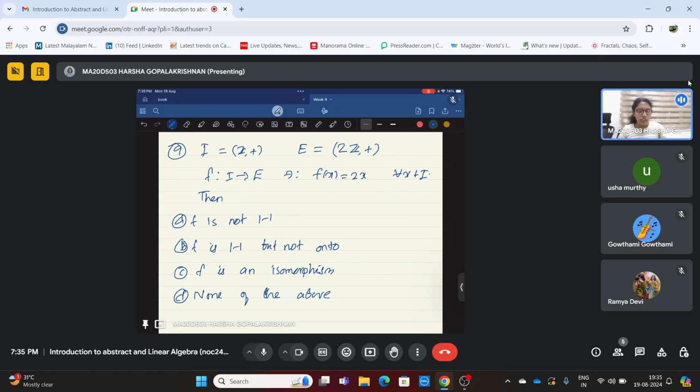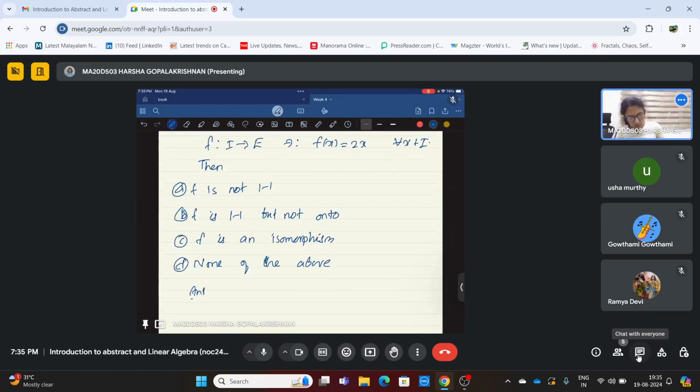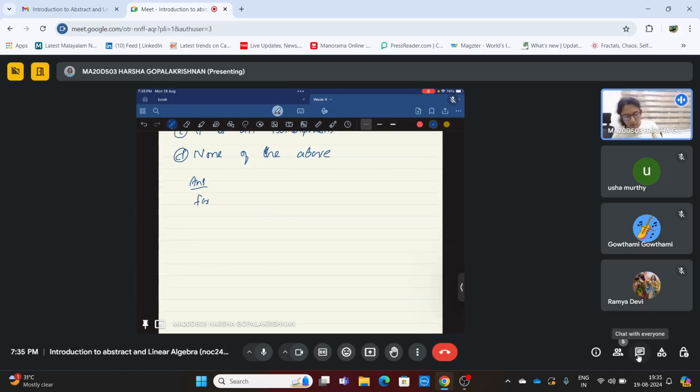Okay. First question, whether it is one-one, yes or no? How will we check one-one? f of x1 equal to f of x2 implies x1 equal to x2. Is that true? That is the condition for one-one: f of x1 equal to f of x2 should imply x1 equal to x2.